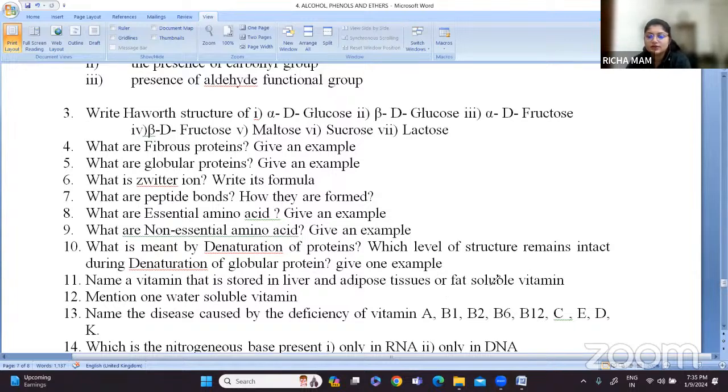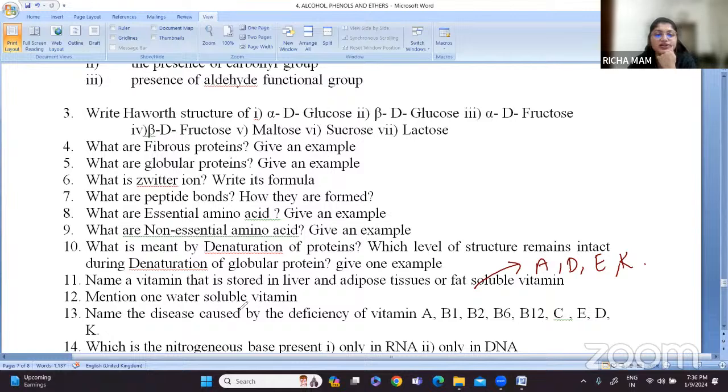So the fat soluble vitamins can be A, D, E, K. Any one of these. A, D, E, K. So any of these you can write as a vitamin which is stored in liver and adipose tissues, the fat soluble vitamin. It is A, D, E, K.